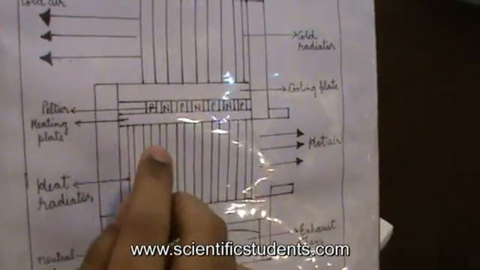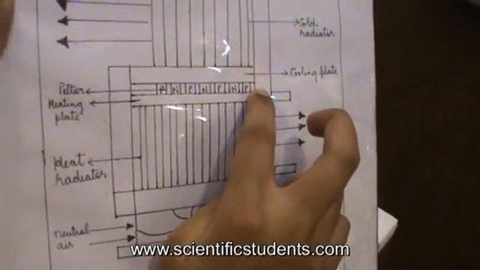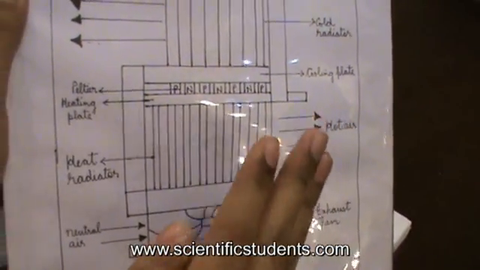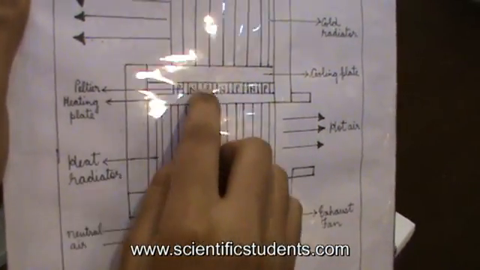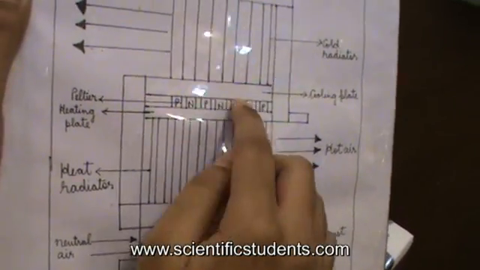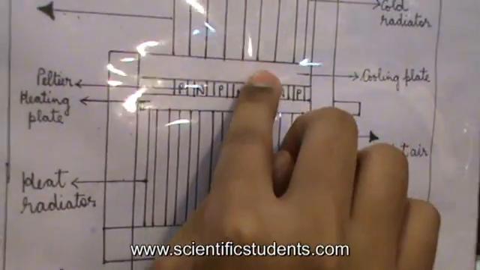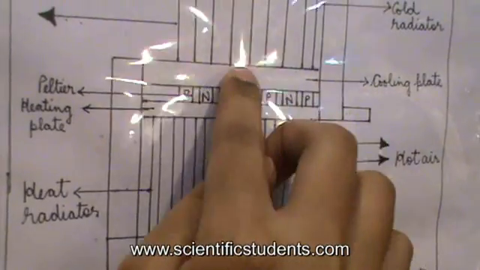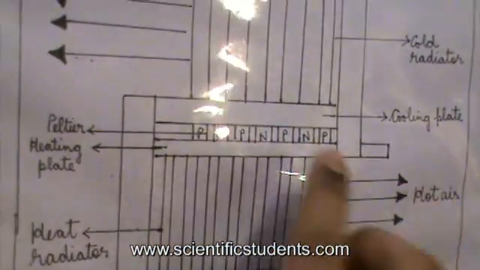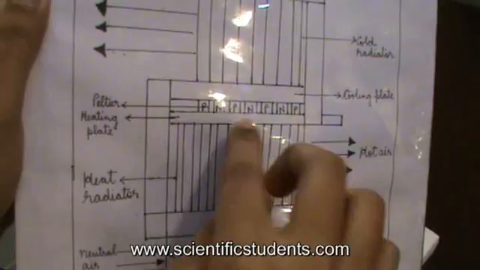Now, when voltage is applied to the free ends of the two semiconductors, there is a flow of direct current or DC through the junction of these semiconductors, causing a temperature difference. The side with the cooling plate absorbs heat, which then gets transferred to the other end of the device where there is a heat sink.